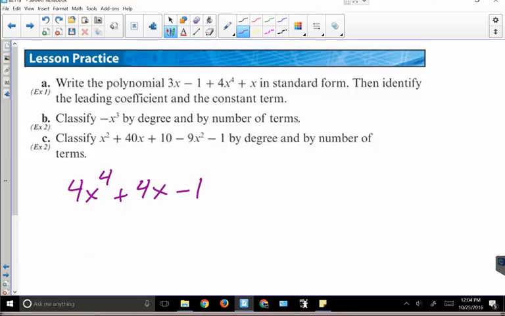What's the leading coefficient here? Leading coefficient, coefficient that's out front. First number that we see when we look at the polynomial. No. What's the first number we see when we take a look at this?